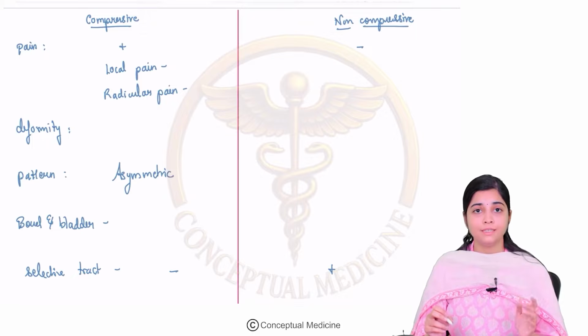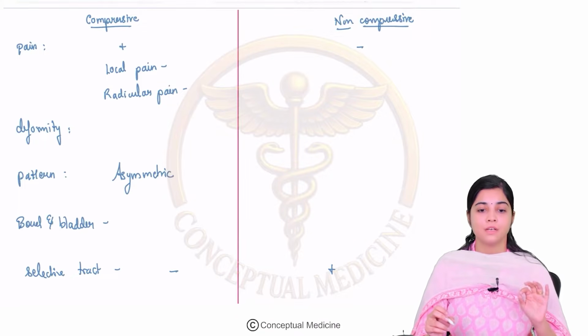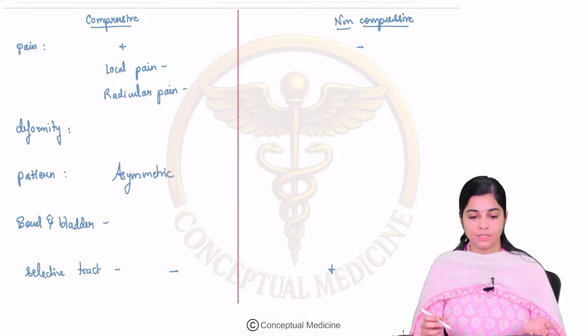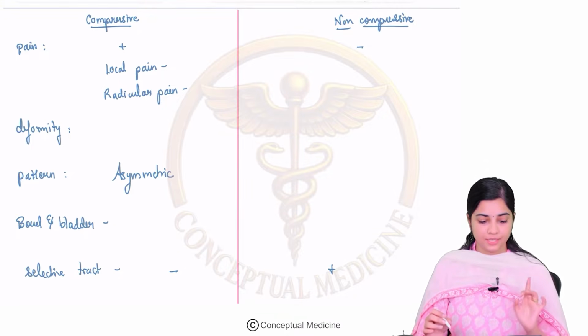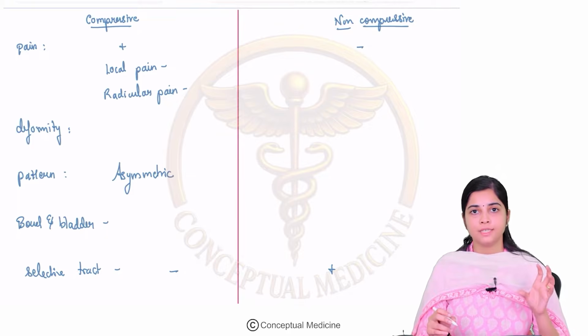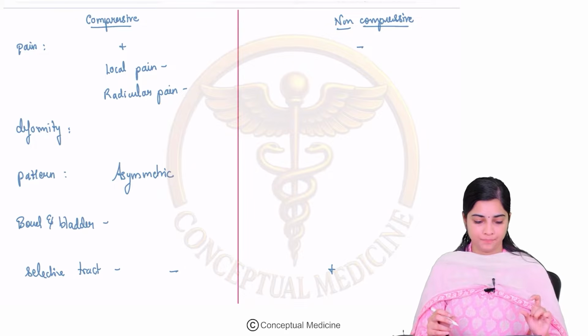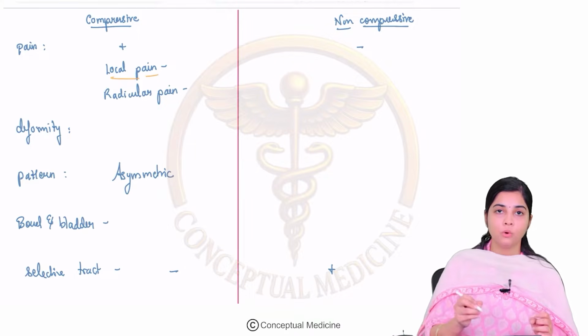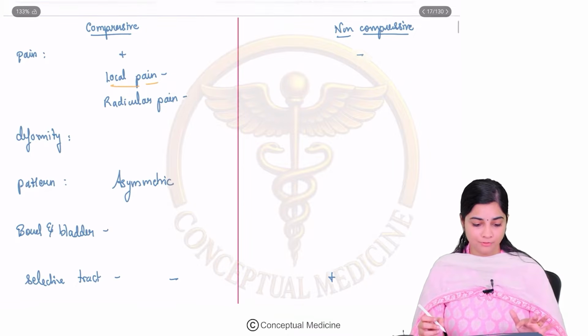Now let us understand the clinical features and differences between compressive versus non-compressive myelopathy. Now we have understood the different types of compressive myelopathy. Let us see the clinical features. Compressive myelopathy will have pain, because whenever there is a compression, what will happen? It can result in pain. So what type of pain will you have? You will have local pain in what type of lesion?